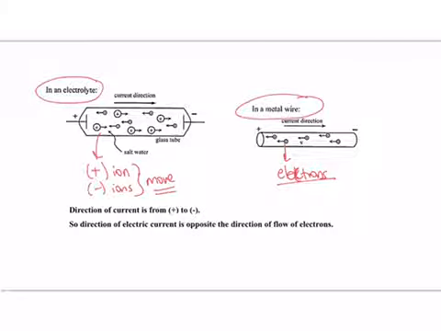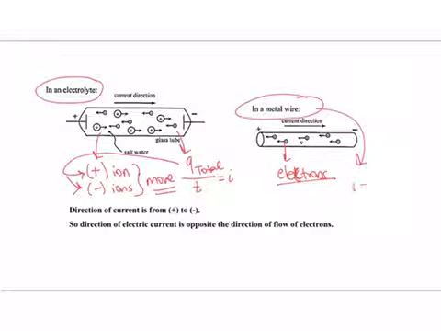So in an electrolyte, we take the total charge carried by both positive and negative ions over time in the calculation of the current. But in a metal wire, I only use the charge carried by the electrons in unit time to calculate the current. The direction of current is from positive to negative, so you see that it is the opposite direction of the flow of electrons.